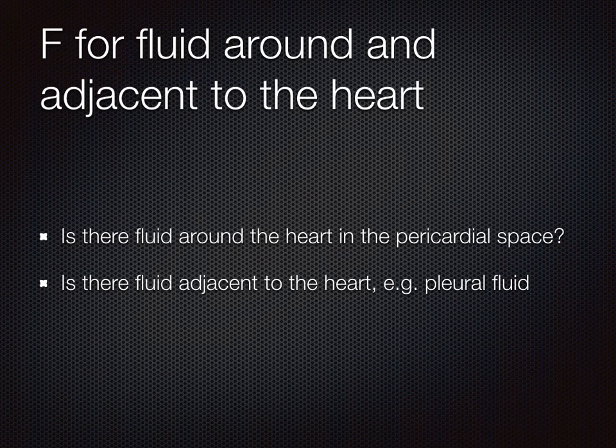The next one is F for fluid, around and adjacent to the heart. So, is there any fluid around the heart in the pericardial space? Remember, this can be small or it can be large. Don't get caught out with pericardial fat pads. Remember, they look like starry night. Okay, so little speckles in. And is there fluid adjacent to the heart? For instance, pleural fluid. So F is for fluid.